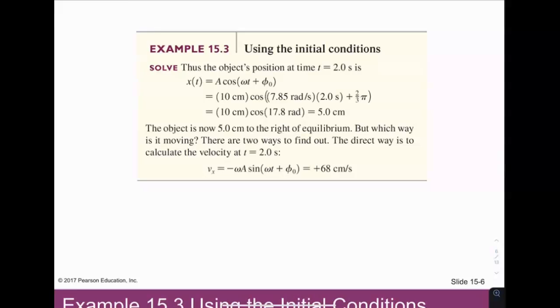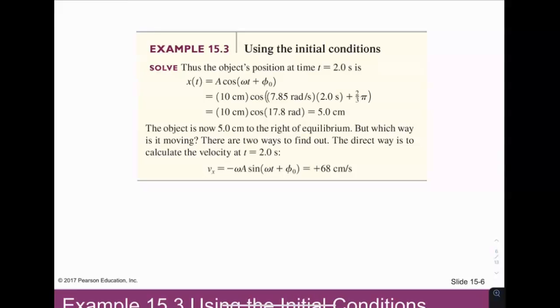Thus, the object's position at time t equal 2.0 seconds is equal to A times the cosine of omega t plus the phase constant. A is 10 centimeters, and omega is 7.85 radians per second times the time 2.0 seconds, plus the phase constant we just solved for, 2/3 pi. And that calculates to 5.0 centimeters. The object is now 5.0 centimeters to the right of the equilibrium.